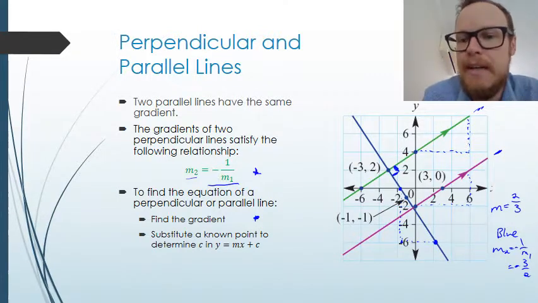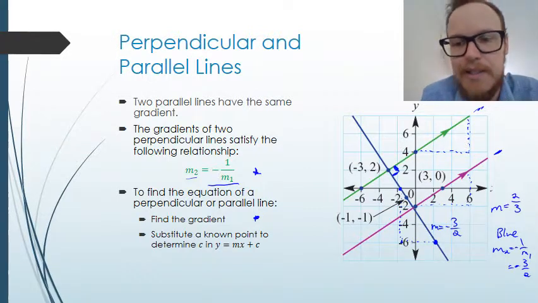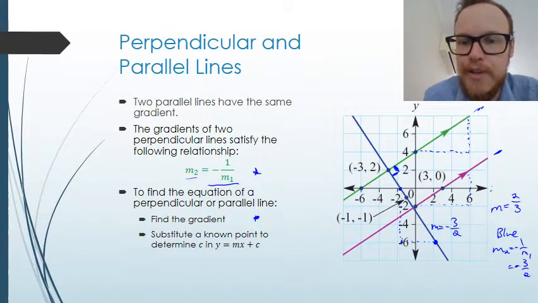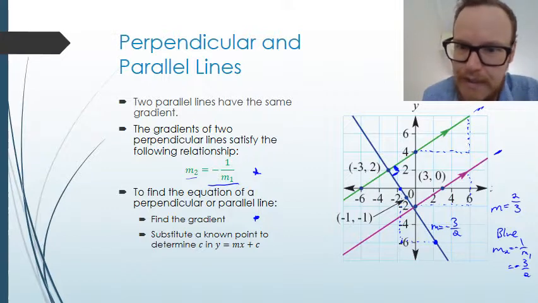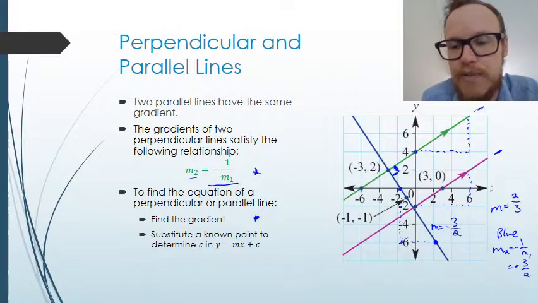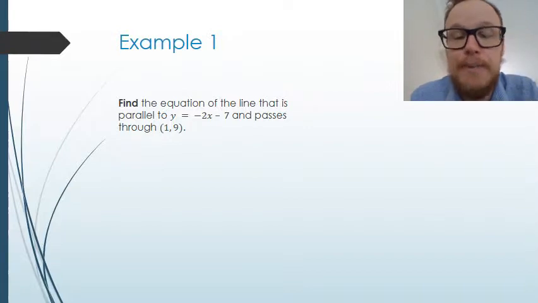So we can see that our gradient for the line, the blue line, is -3/2. So we can see that it's the inverse and negative of the green and purple lines there. In order to determine the equations of any of these lines, we have known points that we've been given in each of the lines. So then we can substitute our known gradients in with those points to get the equations of those lines. Let's have a look at our first example here.